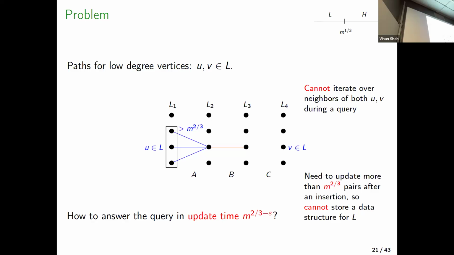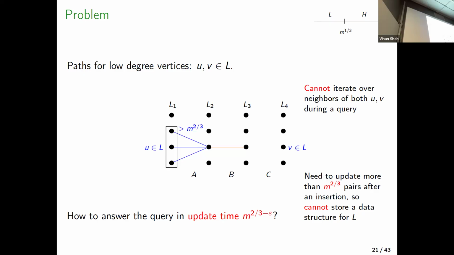Because when there is an update, a lot of these things might change, because the number of low degree vertices is at least m to the 2/3. I would have to update all of these data structures, like for two parts, right? And when you add an edge, many of them are going to change.